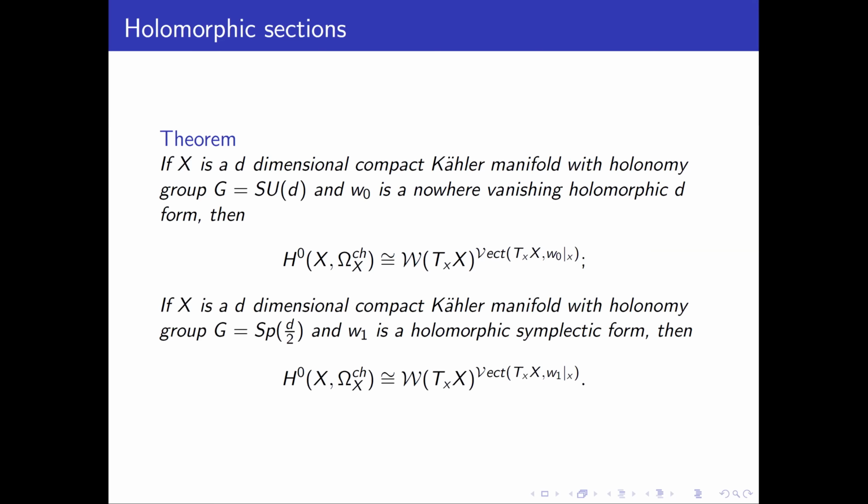If X is a d-dimensional compact Kähler manifold with holonomy group the symplectic group, then there will be a holomorphic symplectic form. Now let omega_1 be the holomorphic symplectic form, then the global section will be the invariant in the beta-gamma system acted by the Hamiltonian.